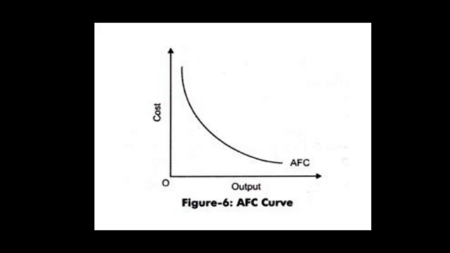and the product of average fixed cost and output is equal to total fixed cost, which remains the same or constant. Thus, the rectangular hyperbola shape of the average fixed cost curve shows that the total fixed cost, which is equal to average fixed cost multiplied by the level of output, remains constant at all levels of output.